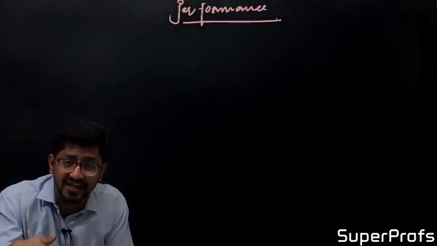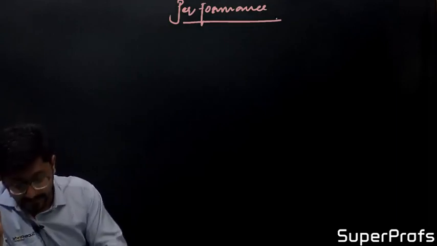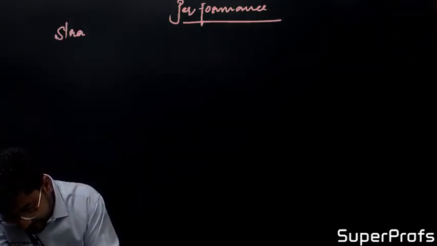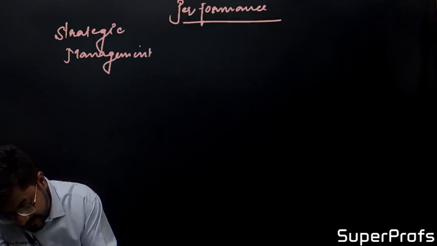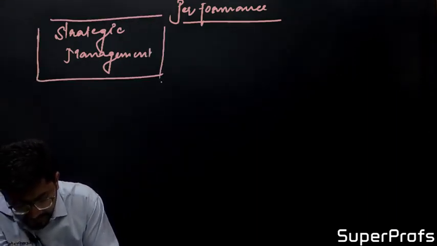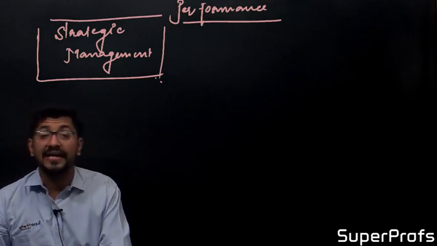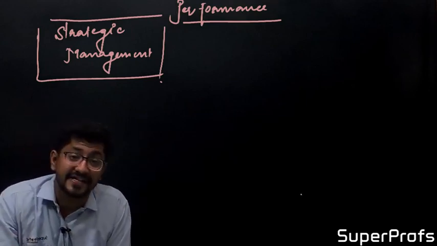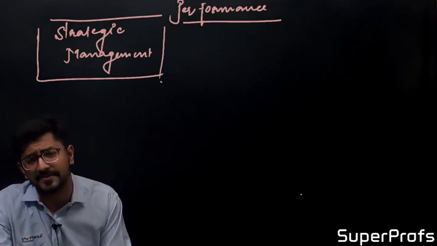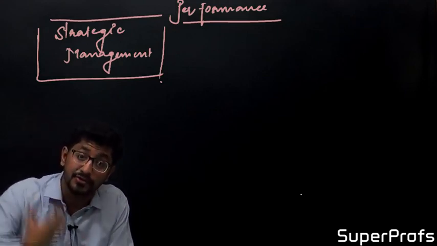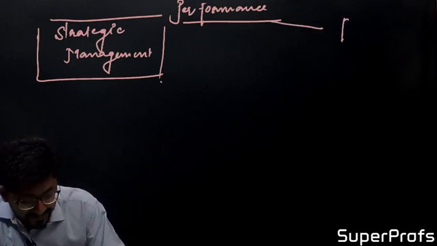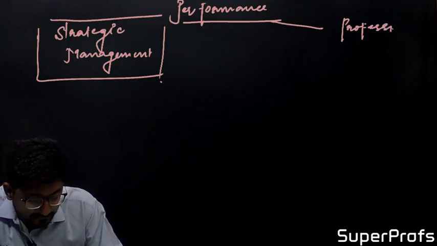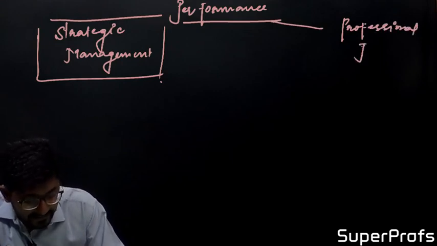Which differentiates this subject from the subject of strategic management. The subject we are studying today is strategic performance management, but at intermediate level in the new course there is a subject strategic management, and in CA level IPCC also there is a subject strategic management. Strategic management is a subject for intermediate level, but strategic performance management is a subject for professional level, or we can say a final level. It is a final level subject.